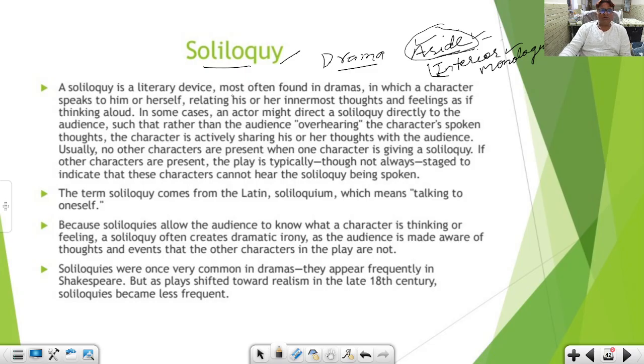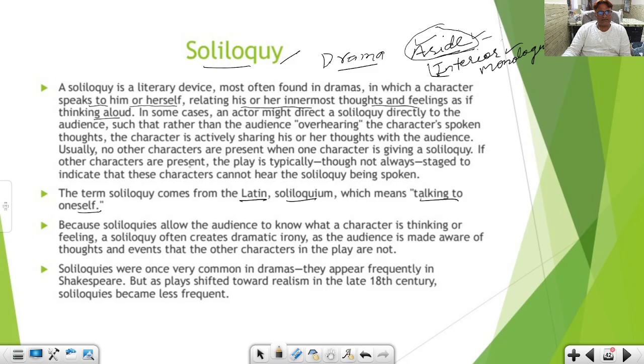So, soliloquy is a literary device most often found in dramas in which a character, okay, so this is the concept, a character speaks to himself or herself, relating his or her innermost thoughts and feelings as if thinking aloud. That is the main concept of soliloquy. If we look at the etymological structure of this word, then it comes from Latin soliloquium, and soliloquium means in English talking to oneself.